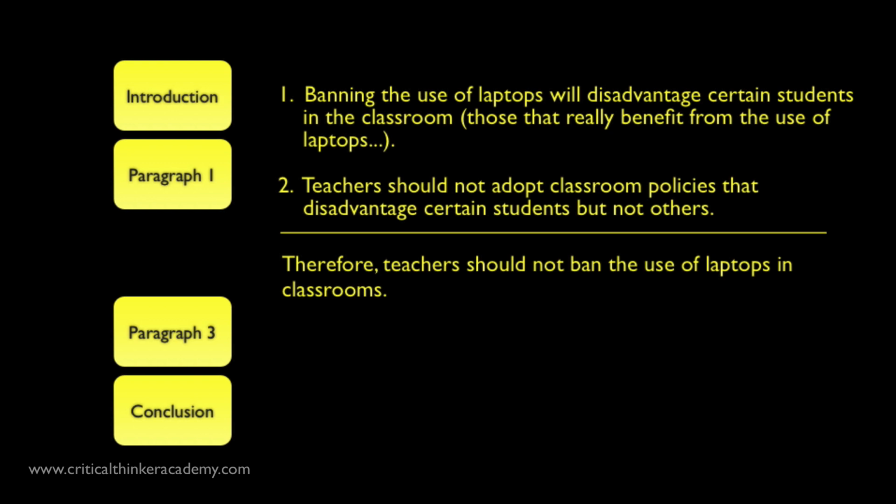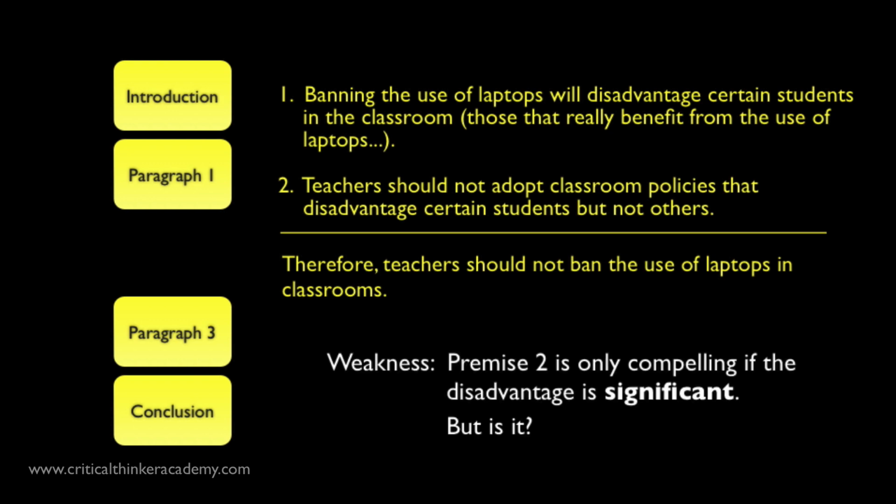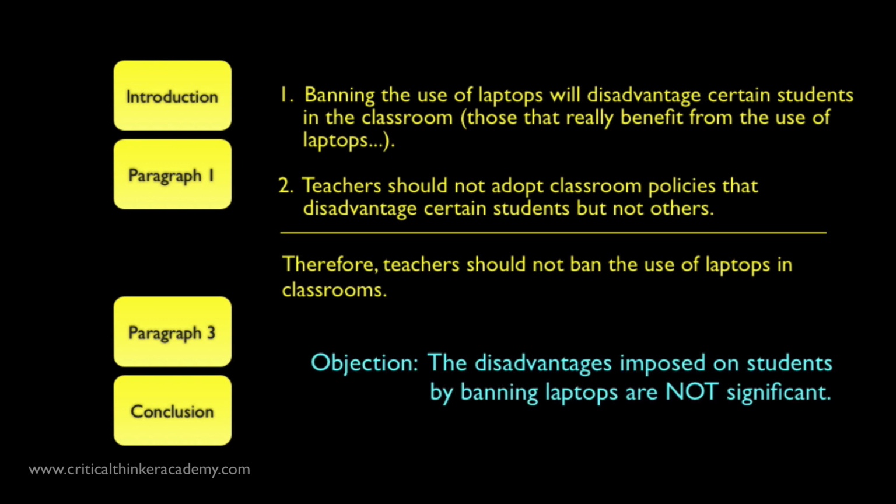If the disadvantage is minor, a mere inconvenience, then premise 2 isn't so compelling. So the question is whether the disadvantage to students caused by removing laptops is a significant disadvantage. A weakness of this argument is that premise 2 is only plausible if the hardships imposed on students by banning laptops are significant. So consequently, the natural objection is this.